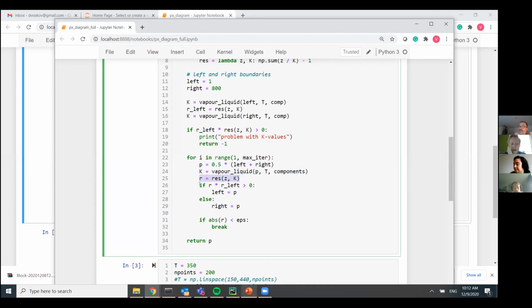And then more or less, you use the same principle as here. You take left and multiply your new residual by left. If it is bigger than 0, that means they have the same sign, and you need to move the left boundary to the pressure. Otherwise, you need to move the right boundary to the pressure.